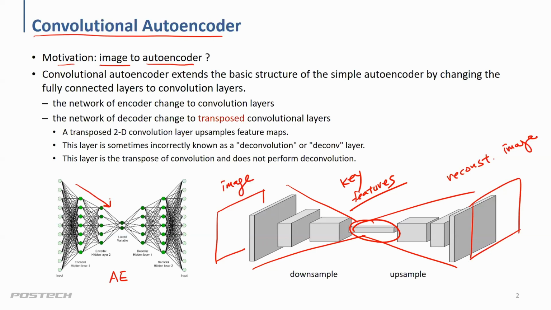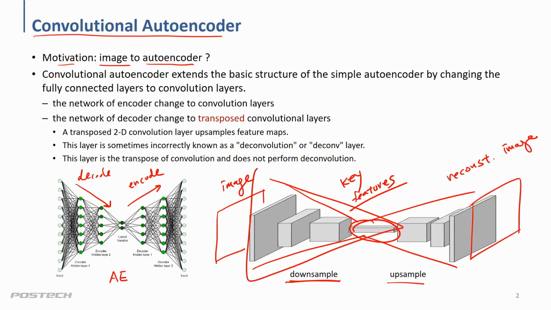And you can think of over here it's decoding, and over here this is decode, and over here is encode. Or you can always say downsampling and upsampling. And in this downsampling, or the encoding part of CAE, it's the same as CNN. The only difference is how you do upsampling. That will be the key structure that we need to study for the convolutional autoencoder.